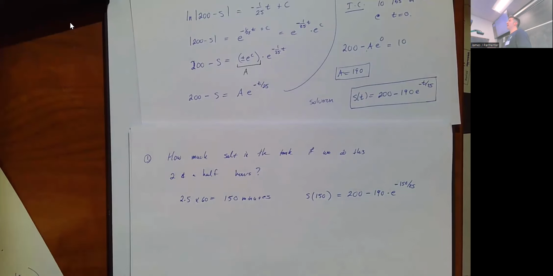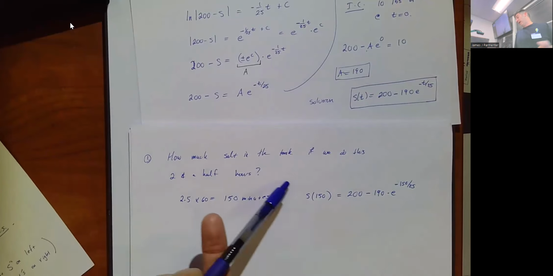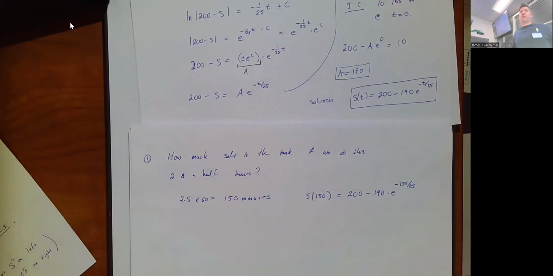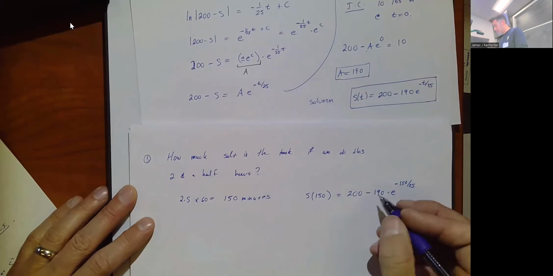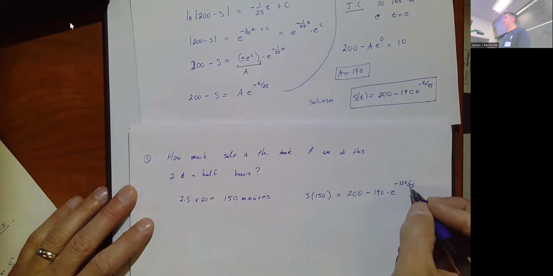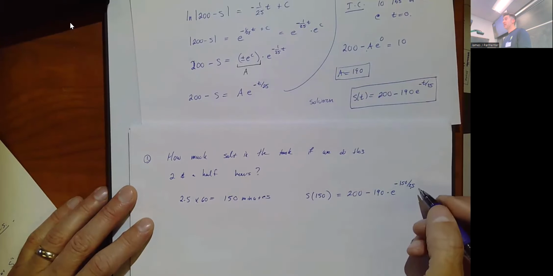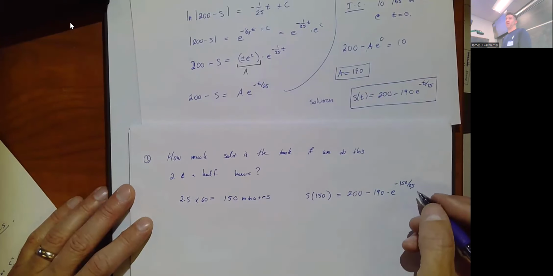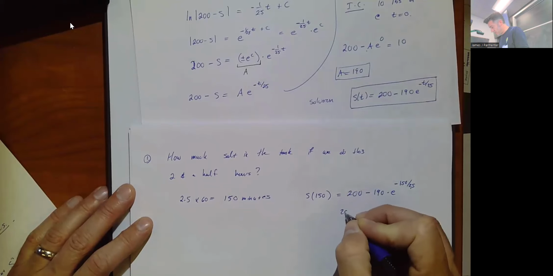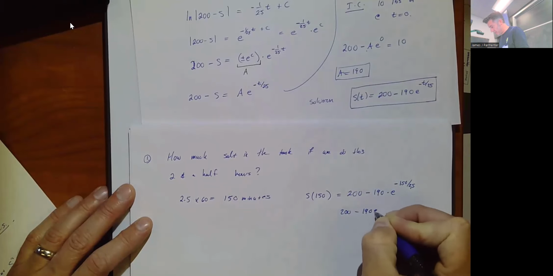I would leave my answer like that unless someone asked me how much it actually is, because to me, that's not very meaningful. I don't actually know how much that is. That could be a lot of salt, that could be not a lot of salt. So if I actually want to know what that is, I kind of need to plug it into a calculator to see what I get. So let's do a little bit of simplifying here. 150 divided by 25 is just 6, right? Because there's 6 25s in 150. So that really becomes 200 minus 190 e to the negative 6.